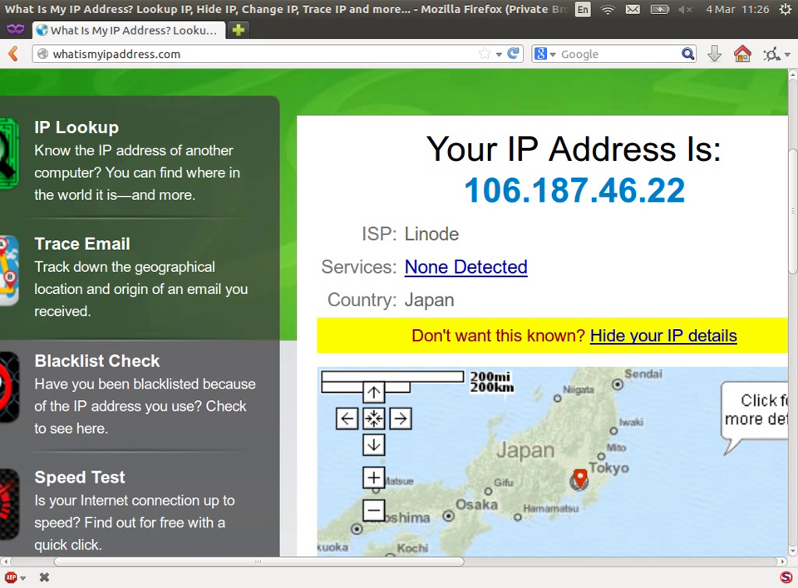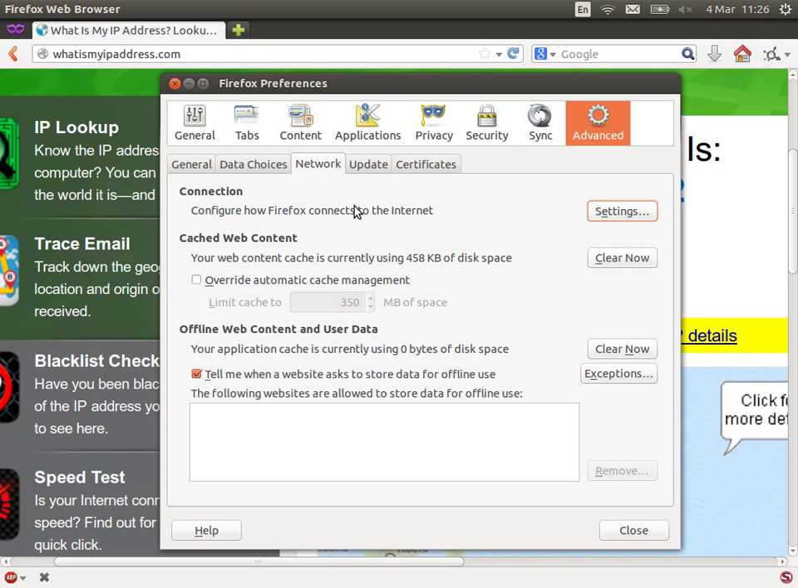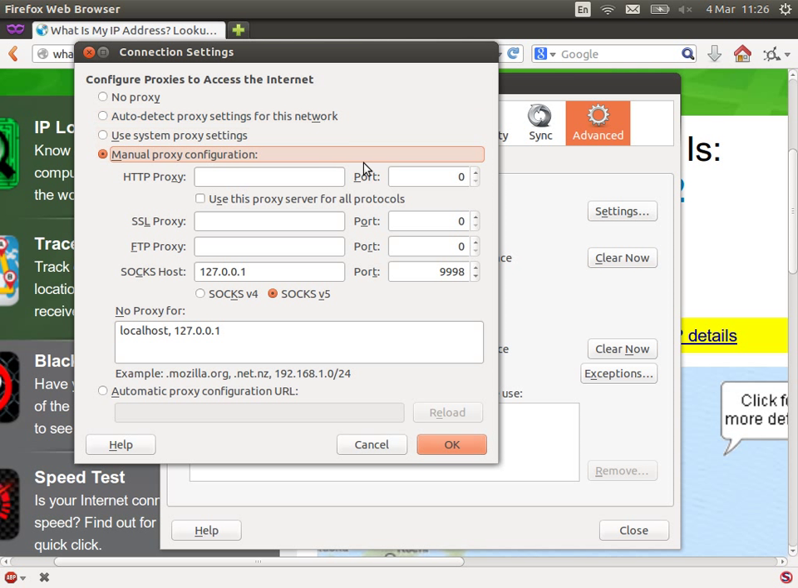How do you do that, or what did I do in Firefox? There are two steps. In the advanced settings in your browser, usually you can go up to the network settings, and you can set up proxies. I'm not going to go through the details of how that works, but I set up a proxy to use some port 9998.